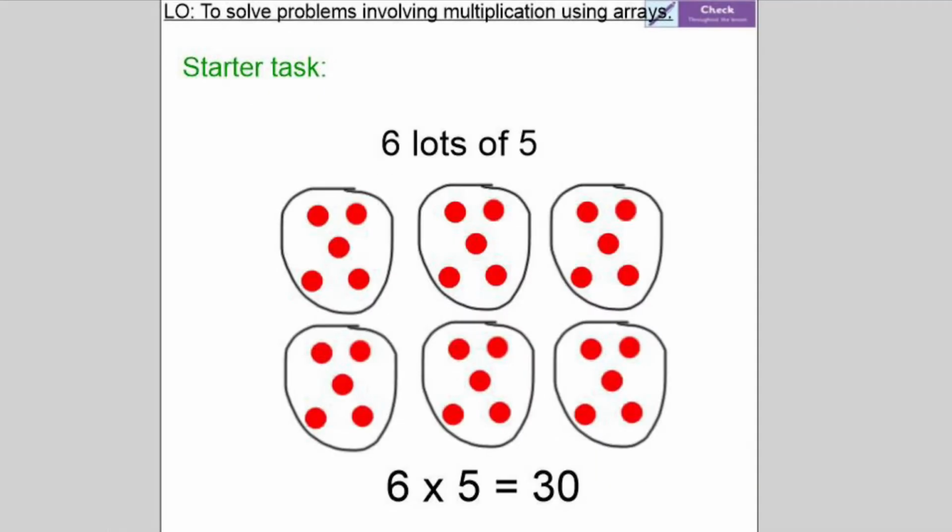So 6 lots of 5. Remember, that's the same as 6 equal groups with 5 in each group. So I drew them out and then I counted them. 5, 10, 15, 20, 25, 30. So 6 times 5 equals 30.